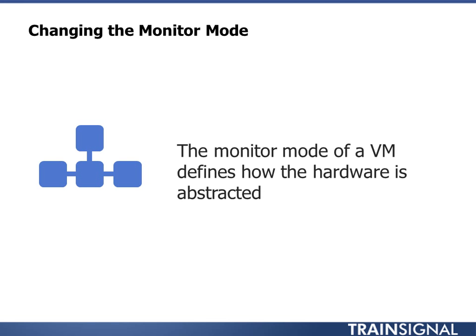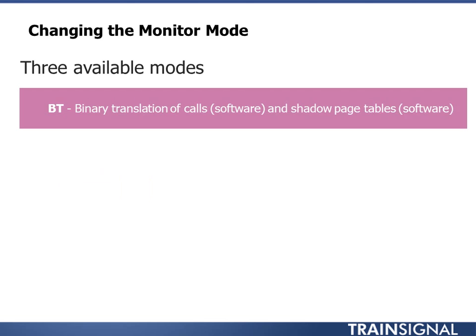You can change the monitor mode of a VM. We talked about monitor modes earlier, and now we've gone through a few things. The monitor mode of a VM defines how the hardware is abstracted. There are three available modes: binary translation of calls, software, and shadow page tables, software. This is the old school method where the VMM ran on ring 0, and it handled all the binary translations, and all the shadow page tables for memory are handled by the CPU.